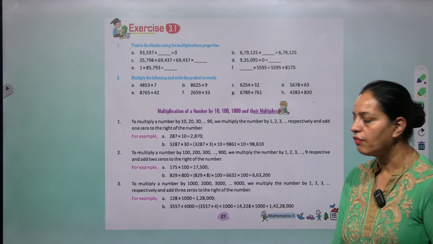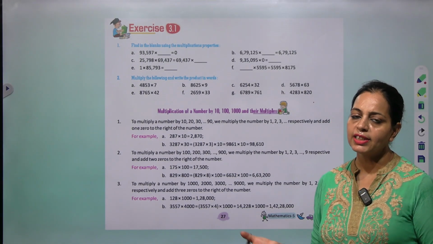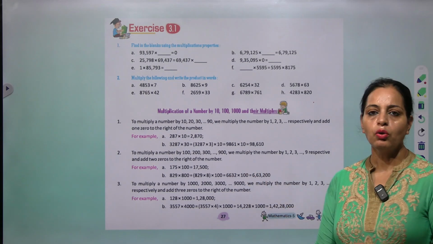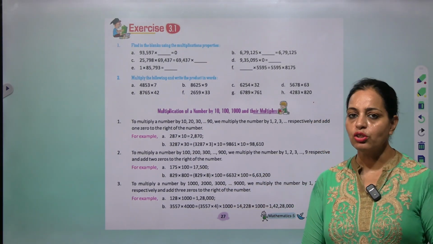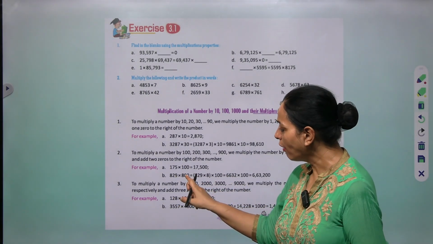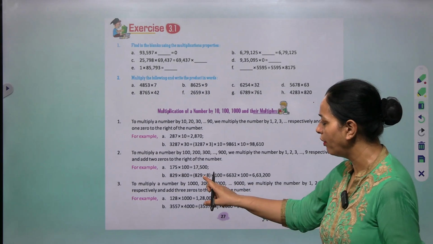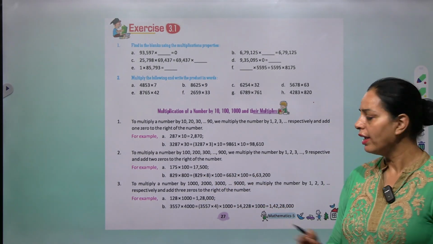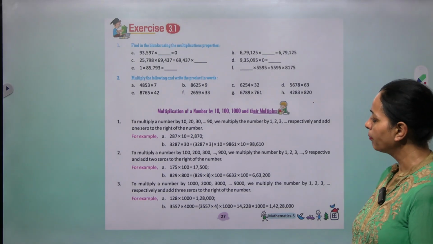See, A part 175 into 100. So 175 into 1 is 175, 17500, right? Then B part 829 into 800. So what to do? You have to multiply by 8. 829 into 8. हम 829 और 8 को मल्टीप्लाई कर देंगे and then put 2 zeros at the back, right?